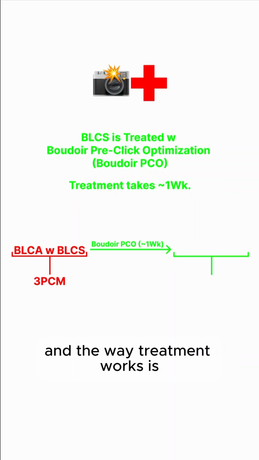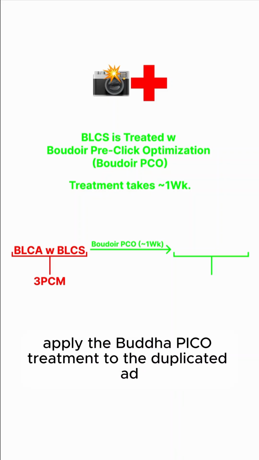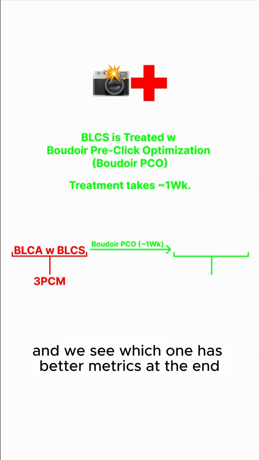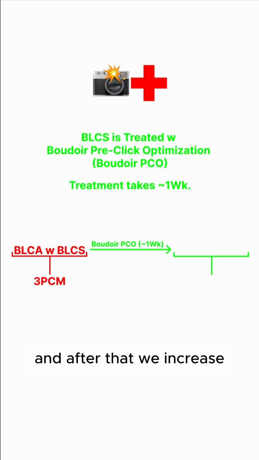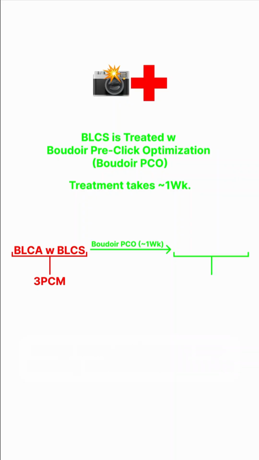The way treatment works is we duplicate the original ad and leave the original ad as it is. We apply the Boudoir Pico treatment to the duplicated ad, leaving the original untouched. And we run them both in parallel and see which one has better metrics at the end. On average, it takes about a week. And after that, we increase or keep running whichever one has the best metrics.